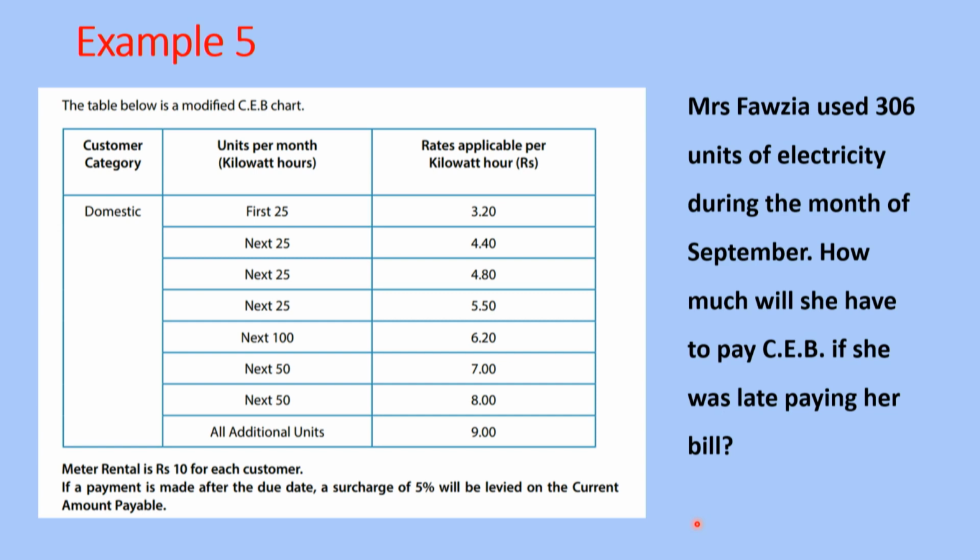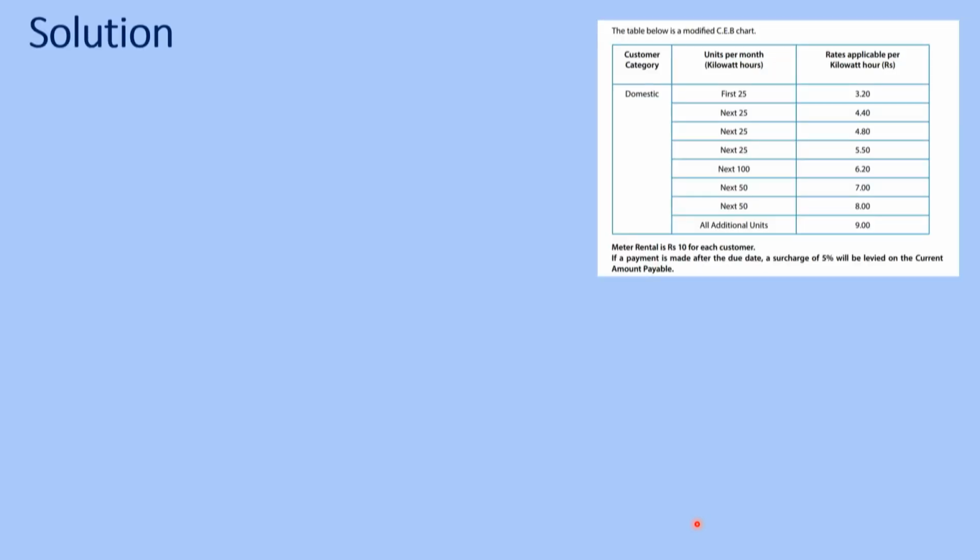The next example now. Mrs. Fauzia used 306 units of electricity during the month of September. How much will she have to pay CEB if she was late paying her bill? So let us have a look at how we will calculate the amount that she will have to pay. This is the CEB modified chart. So the total number of units used is 306, and we are going to use the modified CEB chart.